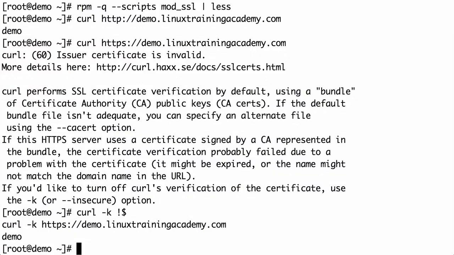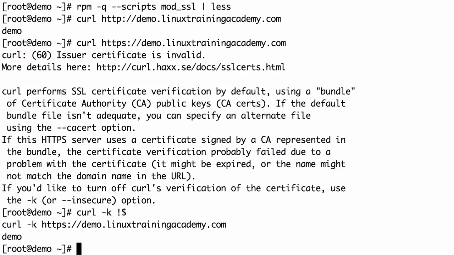That exclamation mark dollar sign is what Bash calls an event designator. This particular event designator says, give me the last item on the previous command line. So exclamation mark dollar sign is the last thing on the previous command line. Before it actually executed the command, it showed what it was executing. So it showed the exclamation mark dollar sign expanded to https://demo.linuxtrainingacademy.com.